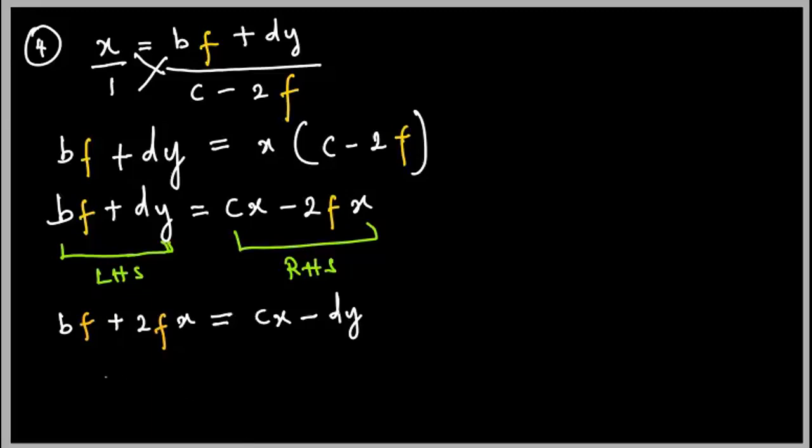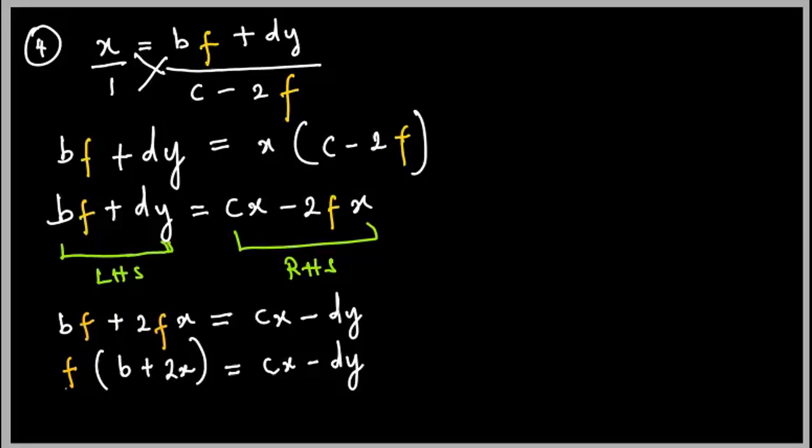And now, as we've been doing, you see these two terms, they have something in common. They have f in common. So I'll bring out that f, which I'm looking for, and put the rest of the terms in brackets. df divided by f is d. Now plus 2fx divided by f is plus 2x. Then equals to cx minus dy.